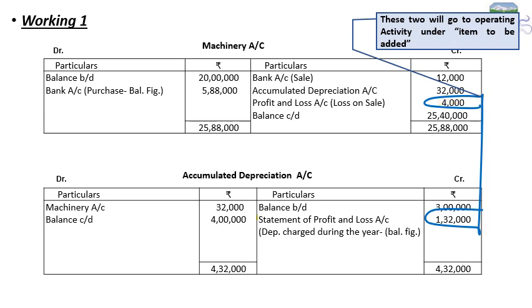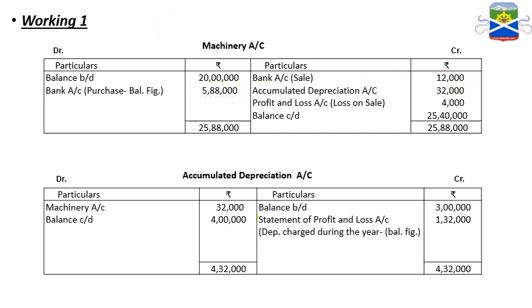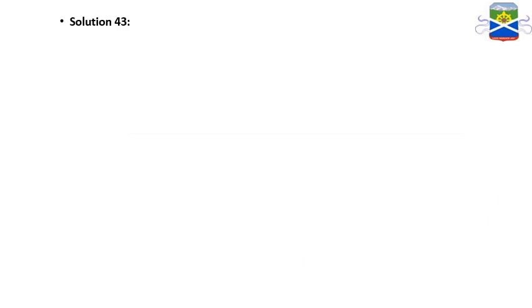Now we have the next part, the bank account. If you check it, we have bank on the debit side, that is purchase, which is an outflow of cash, and it will go to the investing activity. And sales of machinery, that is an inflow of cash, 12,000. So these two will go to the investing activities. Now based on that we will prepare the cash flow statement.